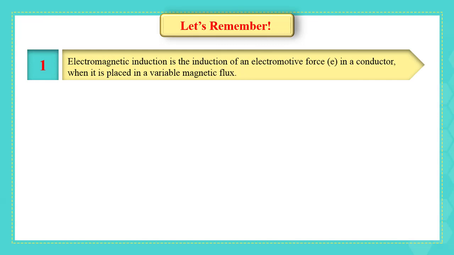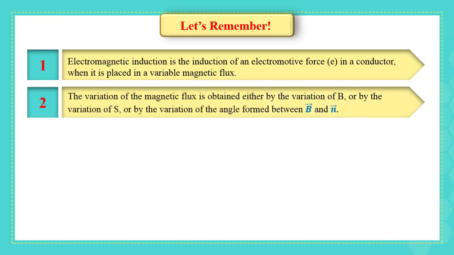First, let's remember some of the concepts of the previous video. 1. Electromagnetic induction is the induction of an electromotive force E in a conductor when it is placed in a variable magnetic flux. 2. The variation of the magnetic flux is obtained either by the variation of B, or by the variation of S, or by the variation of the angle formed between the B vector and the N vector.